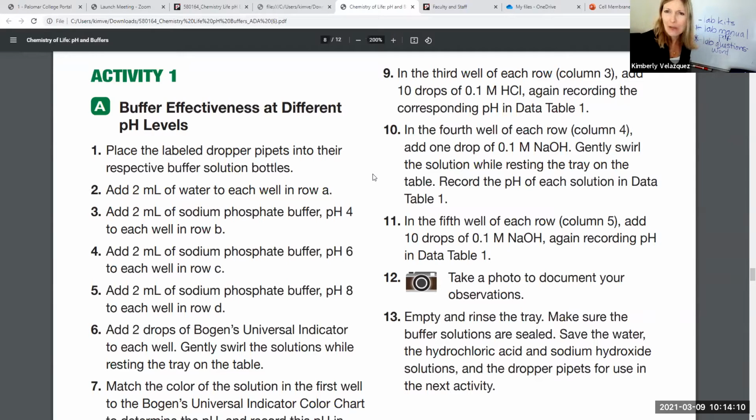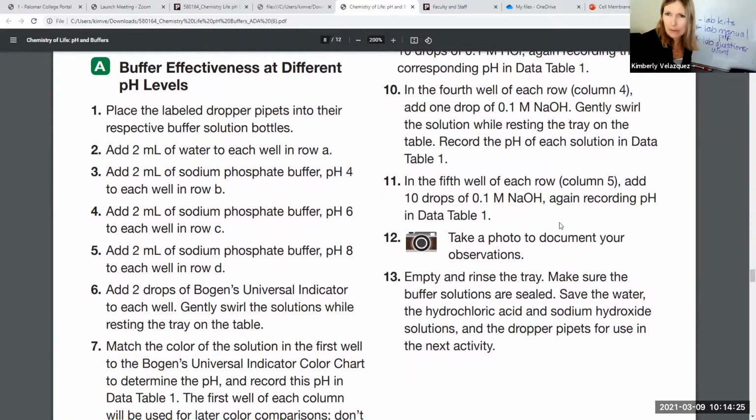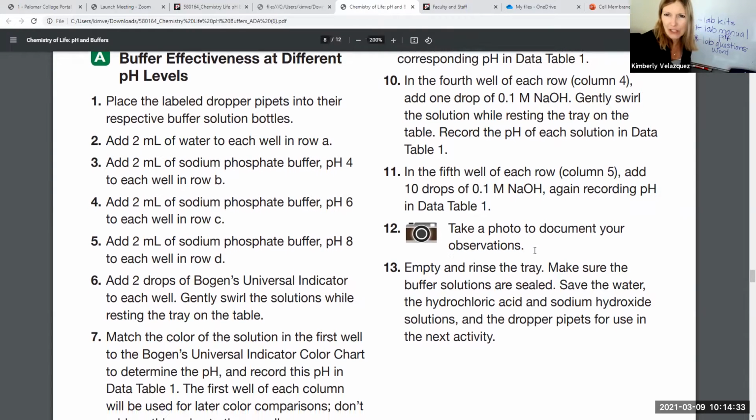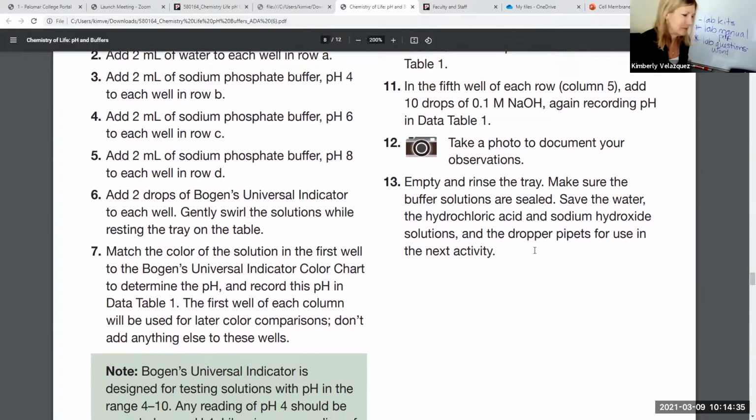That's why last week I just had you test the pH of household items, because we usually do activity 1 one week and activity 2 the other week. Activity 2 is no good, so we're just doing activity 1. Be sure to take a picture and that is what you're submitting. But it's important to answer all the questions because the questions are going to be on the lab exam. So let me show you how to do that calculation.